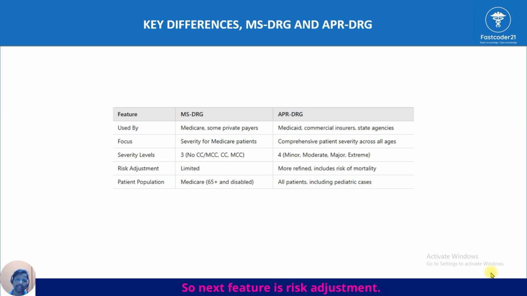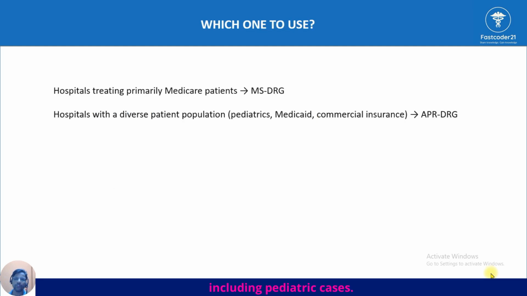The next feature is risk adjustment. In MS-DRG risk adjustment is limited, but in APR-DRG it is more refined and includes risk of mortality. In MS-DRG the patient population is Medicare, 65 plus and disabled. APR-DRG covers all patients including pediatric cases. So which one to use? Hospitals treating primarily Medicare patients will use MS-DRGs. Hospitals with a diverse patient population like pediatrics, Medicaid and commercial insurance will use APR-DRGs.